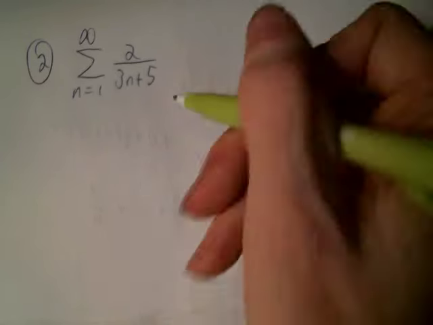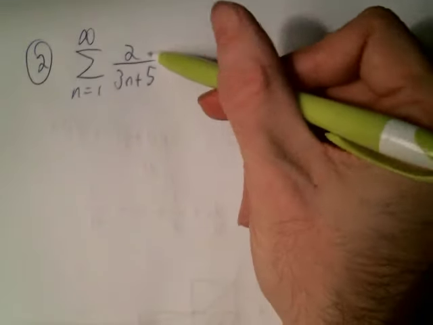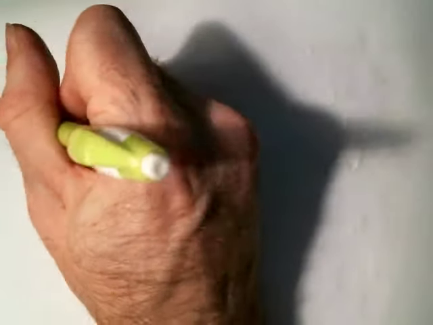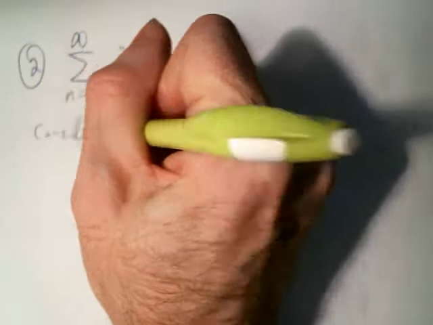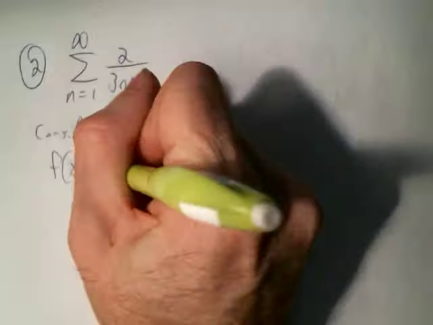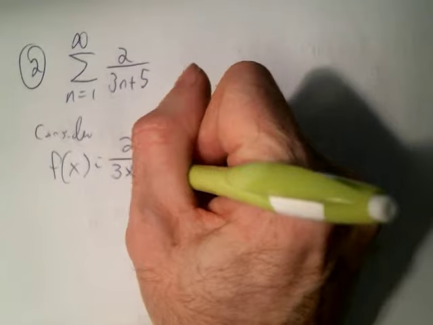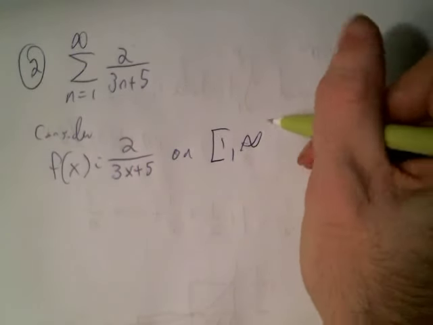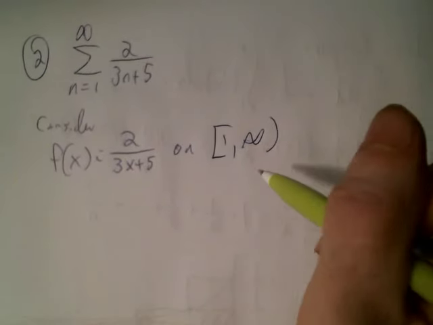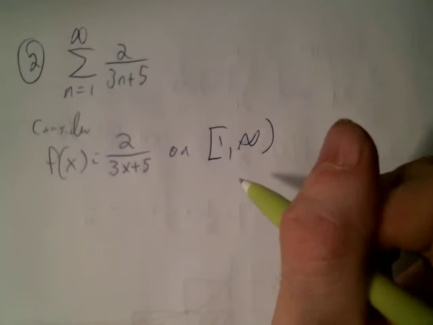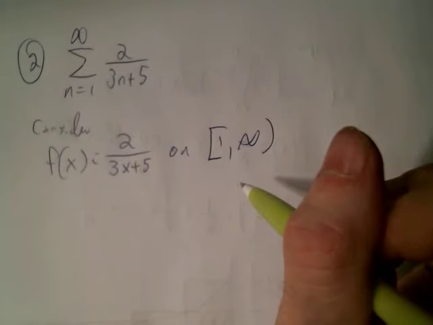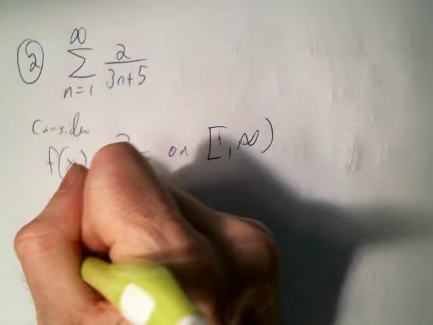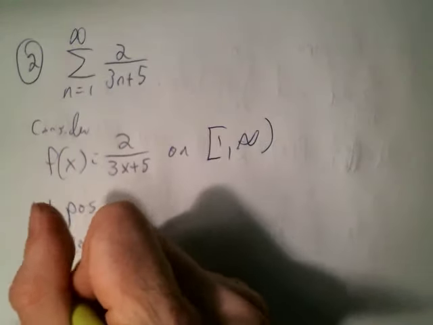Okay, so this looks like something I could integrate, this a sub n expression here. So that's what I'm going to do. I'm going to consider f of x equals 2 all over 3x plus 5 on the interval from 1 to infinity. It's important to note the interval because to use this theorem, we have to have the requirement fulfilled that the thing is positive, continuous, and decreasing.